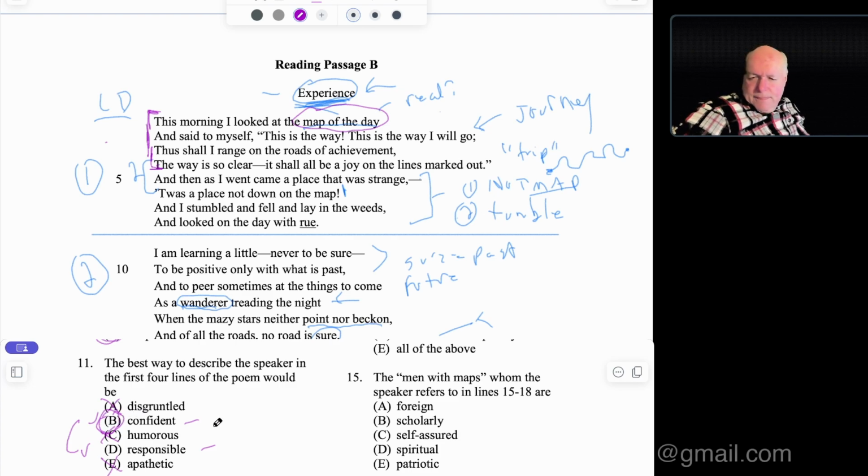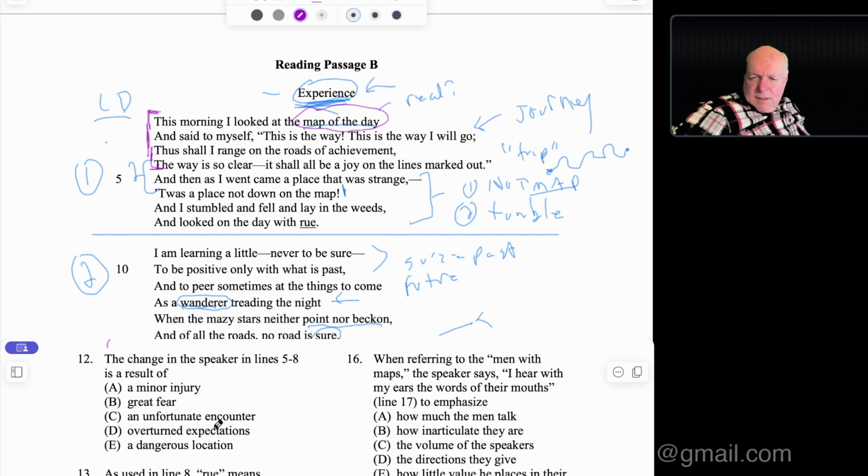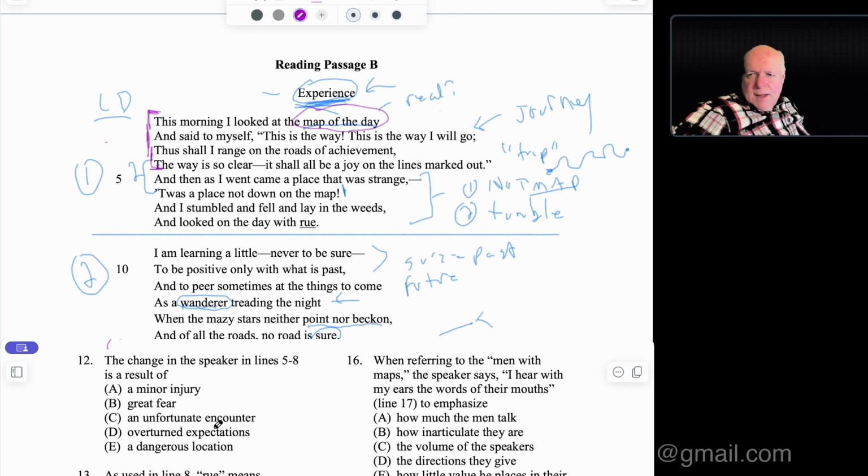All right. That's 11. The change in the speaker in lines 5 through 8. So if we look at that, we're going to basically draw a little line here too, and lines 5, 6, 7, 8 are here. The way is so clear. Yeah, let's do it. The lines are marked out. Yeah, bro, let's do it. And then I come to a place that was strange. Whoa, what happened, right? All right, so the author is surprised, if you will. All right, so let's actually see what the question is.